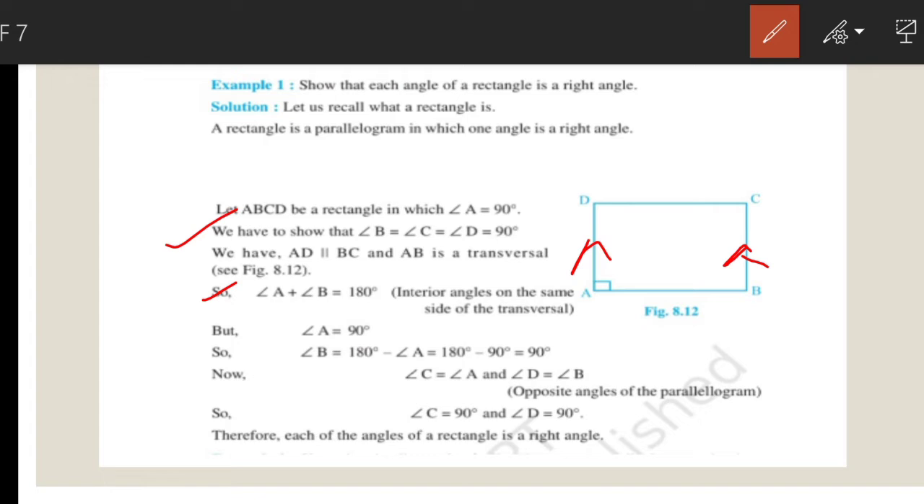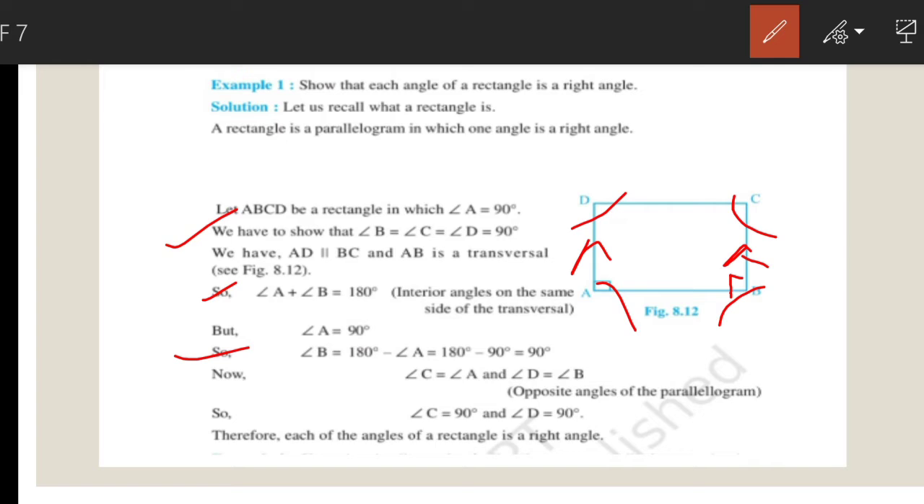Since A is 90, we can say angle B is 180 minus angle A, that is 180 minus 90, which equals 90. So angle A is given as 90 and angle B also becomes 90. Now we know a property of parallelogram that opposite angles are equal. So angle A is equal to angle C and angle B is equal to angle D. Since angle A is 90, angle C will be 90 and angle B is 90. Similarly, angle D will also be 90.